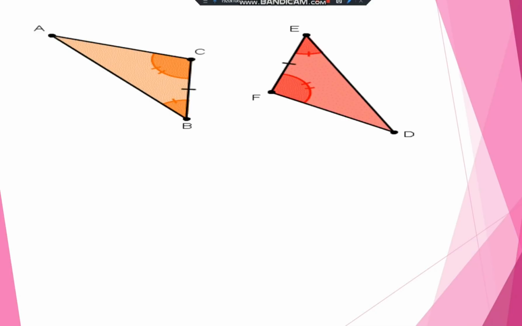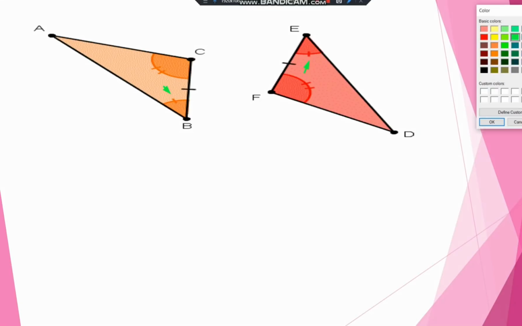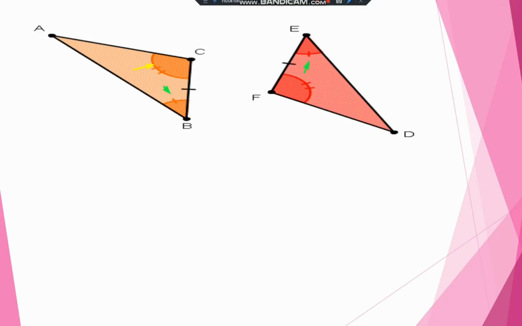Now let's take another example. Look into the figure. We have again two triangles here, triangle ABC and triangle DEF, and here it's given that this angle equal to this angle. Then we have the second angle, this angle equal to this angle, and then the third thing given is the sides equal. So this side equal to this side.